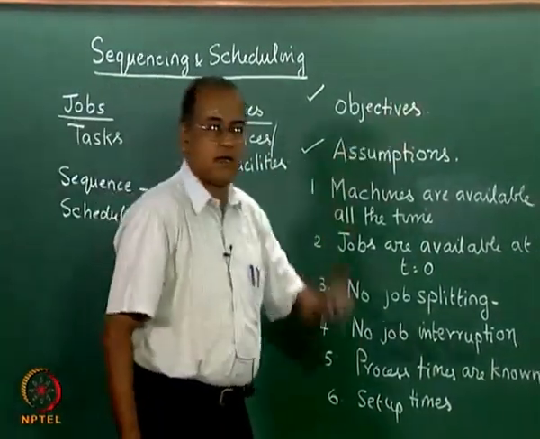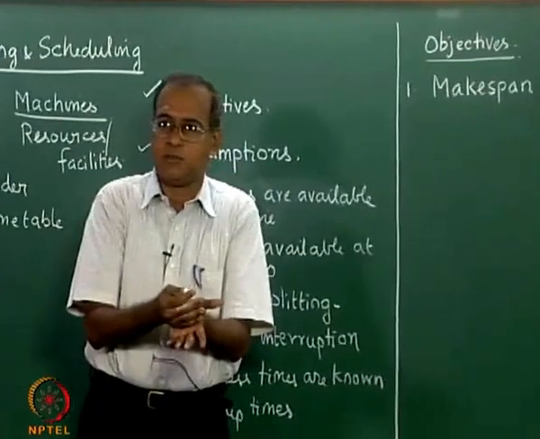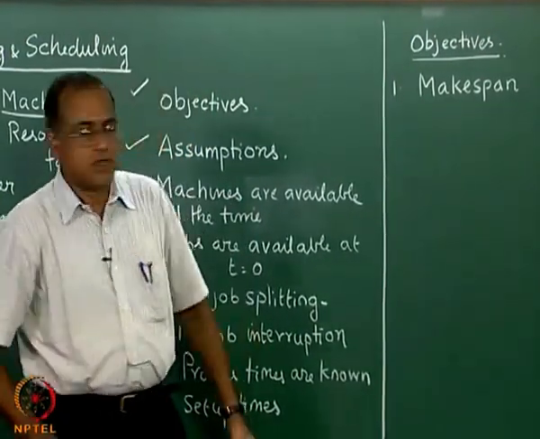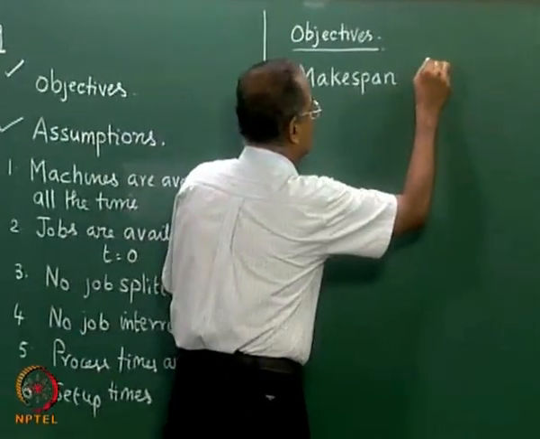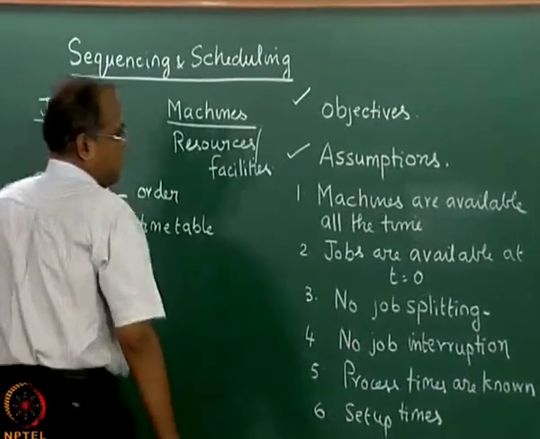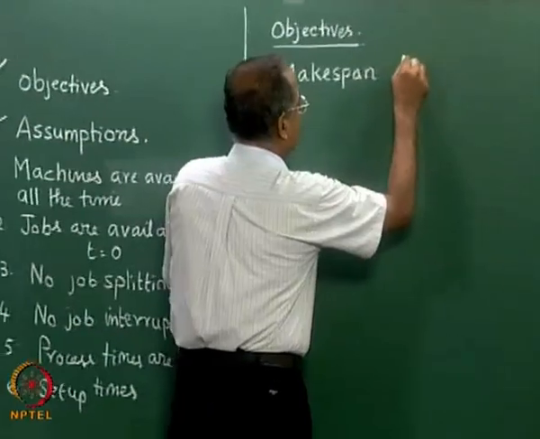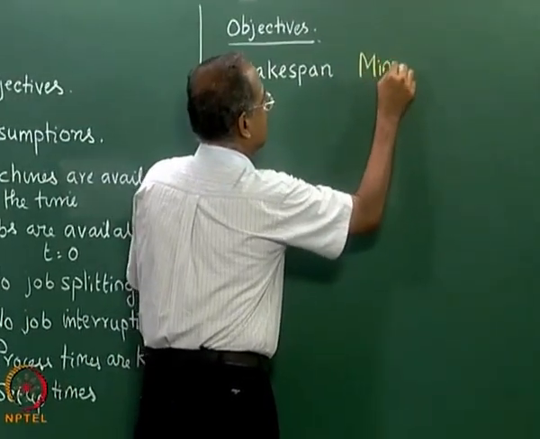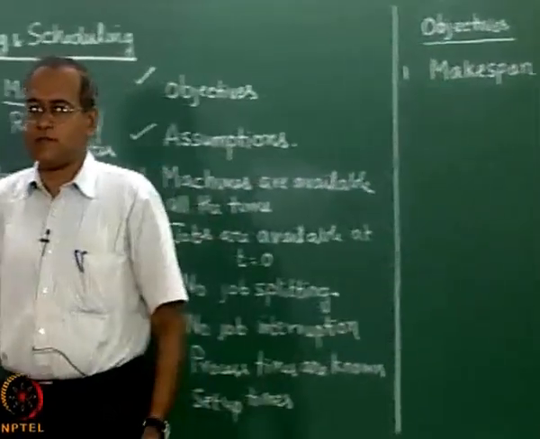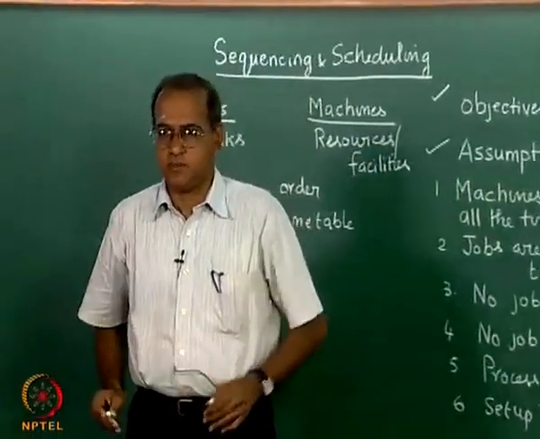Now, that makespan we want to keep as small as possible, so that all the jobs are completed at the earliest. So, the first objective is to look at the makespan and then try to minimize it. We want to have the makespan as small as possible.